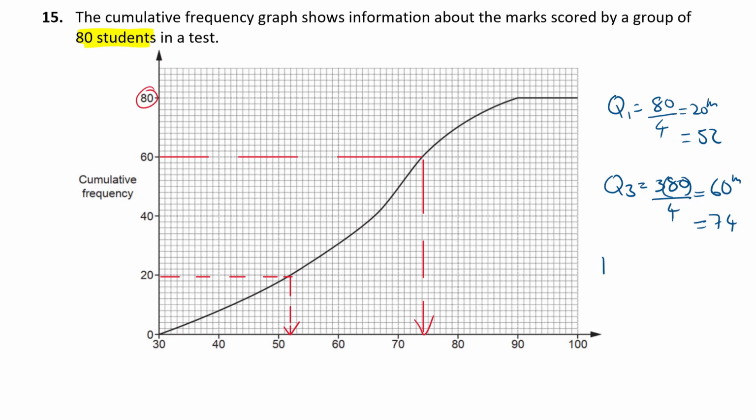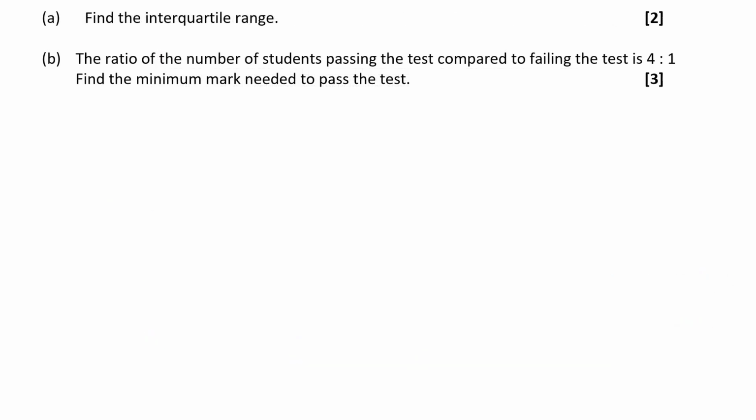So Q1 is 52 and Q3 is 74, so the interquartile range then is going to be those things subtracted from each other. So 74 subtract 52, what's that? That is 22 then, isn't it? It's the distance from here up to here, that's the interquartile range. 22. Part B says the ratio of number of students passing the test compared to failing the test is 4:1.